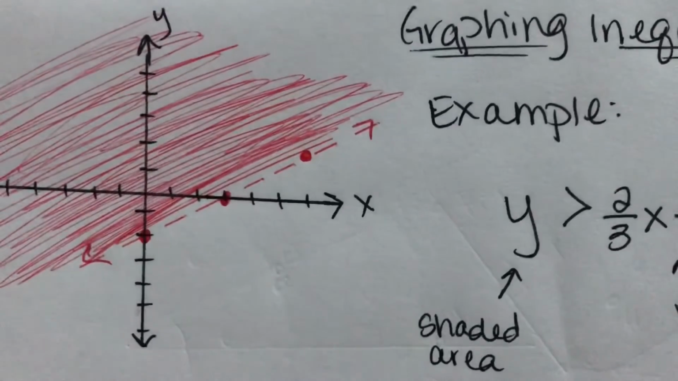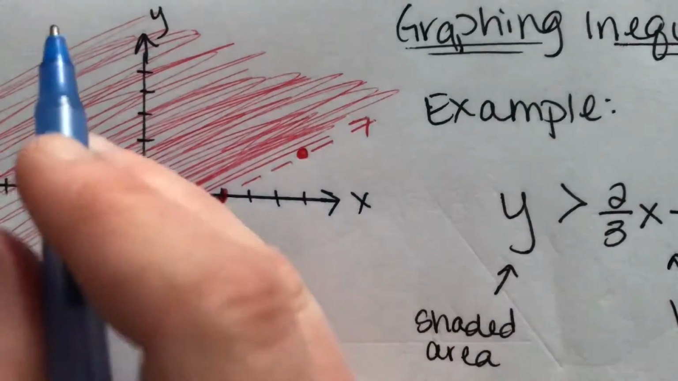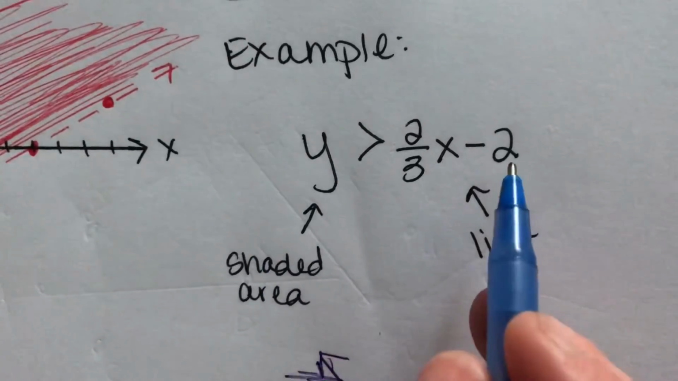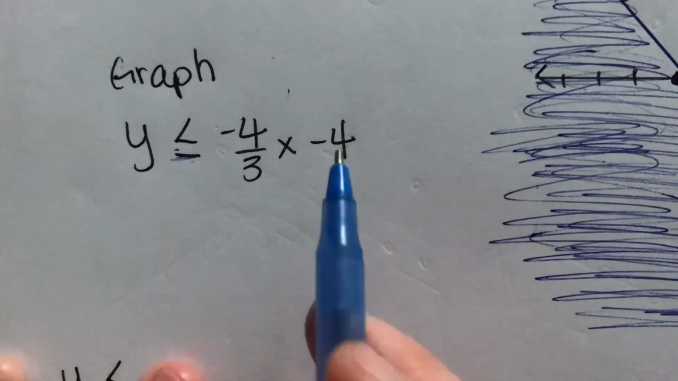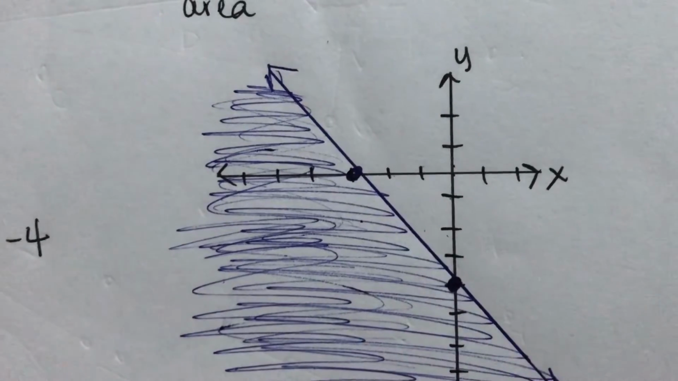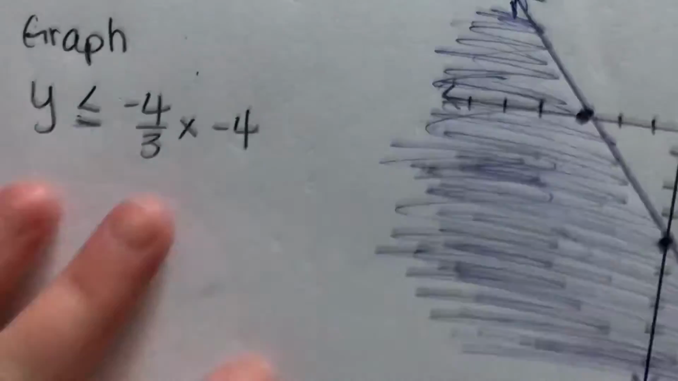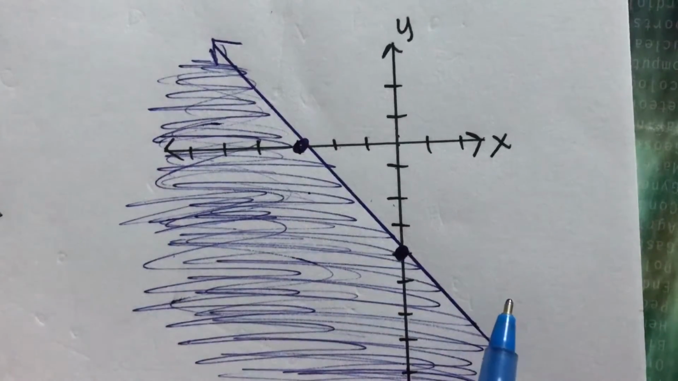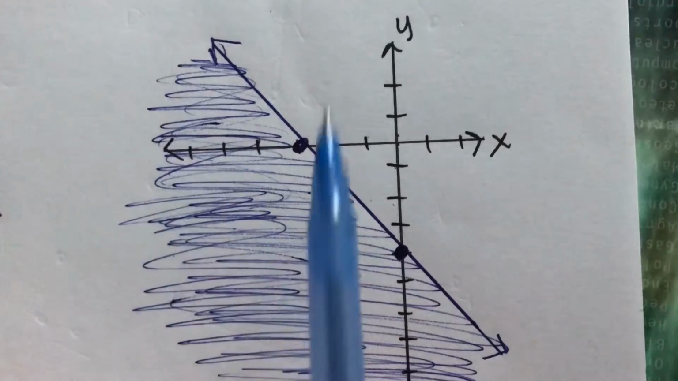Okay, so our first graph was a kind of a bad drawing, but a dotted line, and it was shaded above because y is greater than the line. This one, y is less than or equal to the line. So I've got my line. It's solid now, and I shaded below it. Okay, so that's how we graph an inequality. The line itself looks just like an equation, but it's either going to be solid or dotted, and then you have to shade above or below.